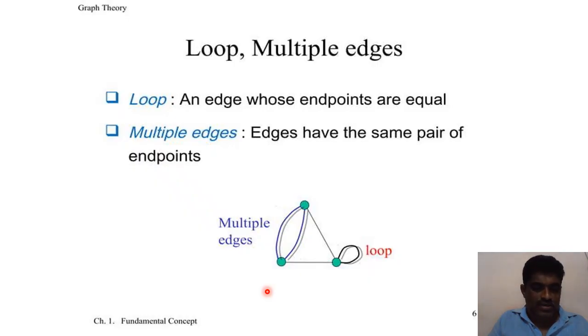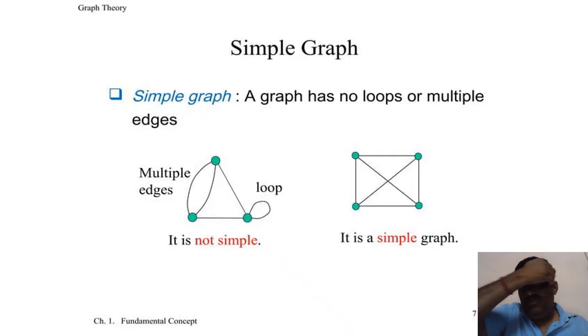In a real-world example, if vertices are cities, the multiple edges represent two different highways or two different flight paths connecting the two cities. And next, we move to simple graph.